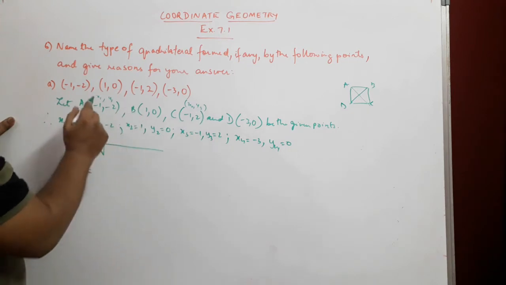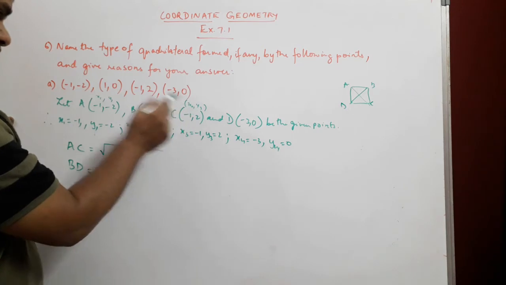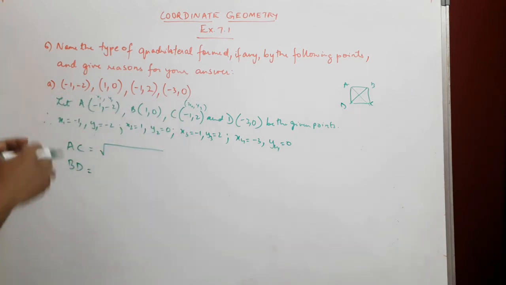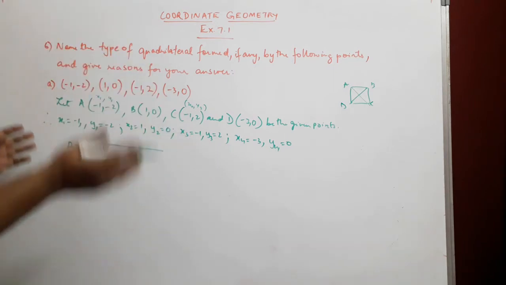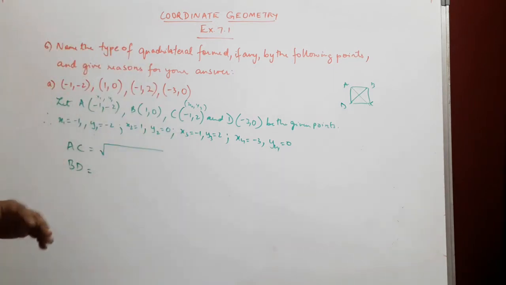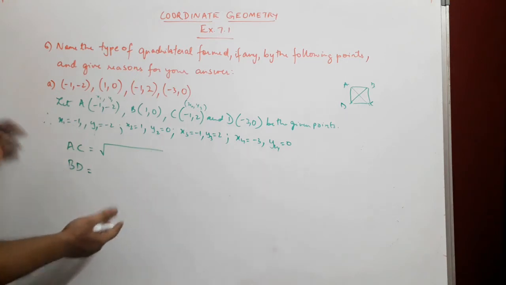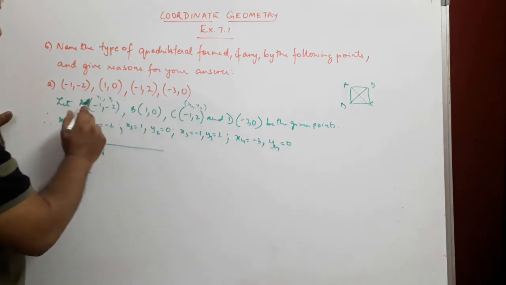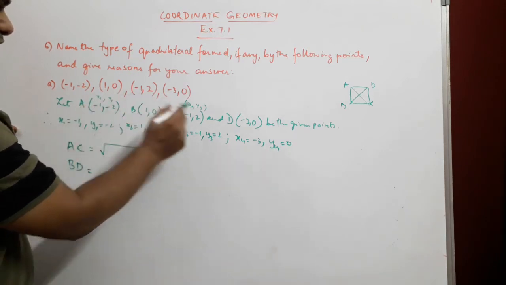It doesn't matter whether you take x1 minus x3 or x3 minus x1, because ultimately the whole thing comes in a bracket which is raised to square. So either you will get positive or you will get negative. If you get negative with the square, this negative sign goes, so it doesn't really matter. But you should be careful which points you are taking. So if it is AC, then the combination is going to be with x1 and x3.